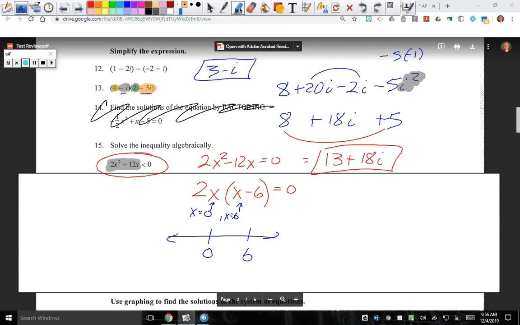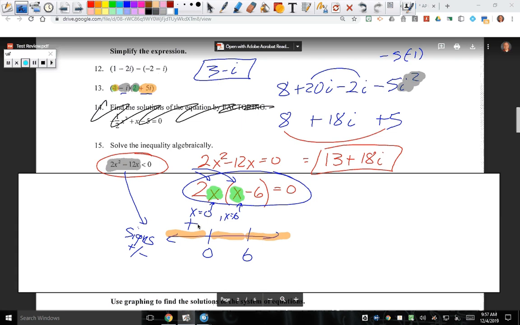So now we are going to test 3 intervals for the signs of this. It's a signs test, plus or minus. So let's put a negative 1. Okay? A negative 1 right here where the green is at. If I put a negative 1 here, I get a negative. If I put a negative 1 here, I get another negative. And a negative times a negative, positive.